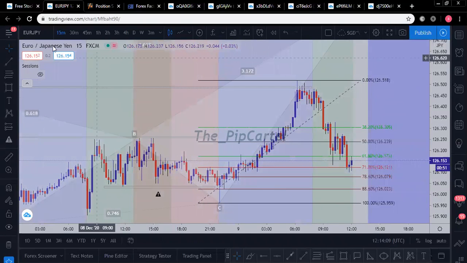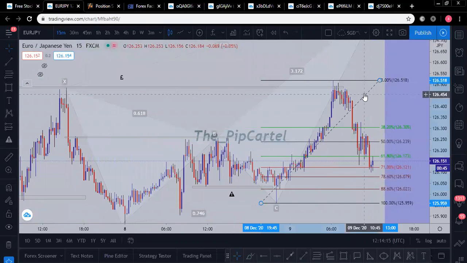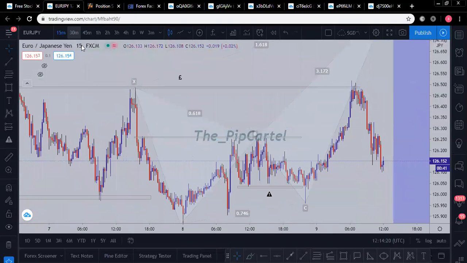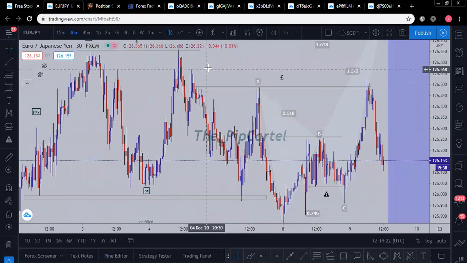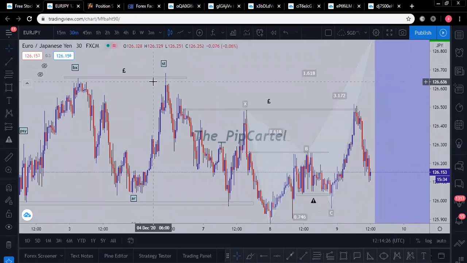But that's not really what I'm concerned about right now. What I'm really concerned about is this major move, right? So you can see liquidity up here. Taking it back to the 30 minutes time frame, you can scale in and see the liquidity being created right here.